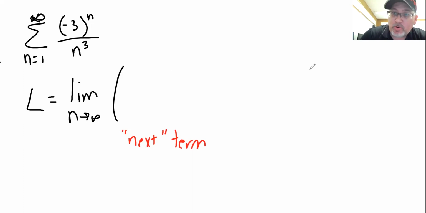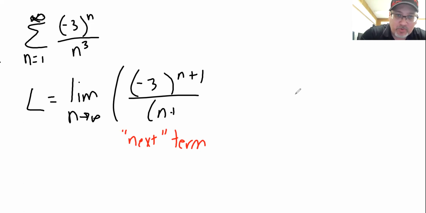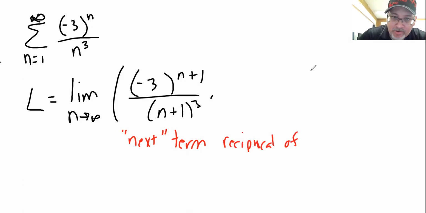In other words, this is where you would replace the n with an n plus 1. So negative 3 to the n plus 1 over n plus 1 cubed, then times the reciprocal of what I call the current term. The current term is the one that you see.